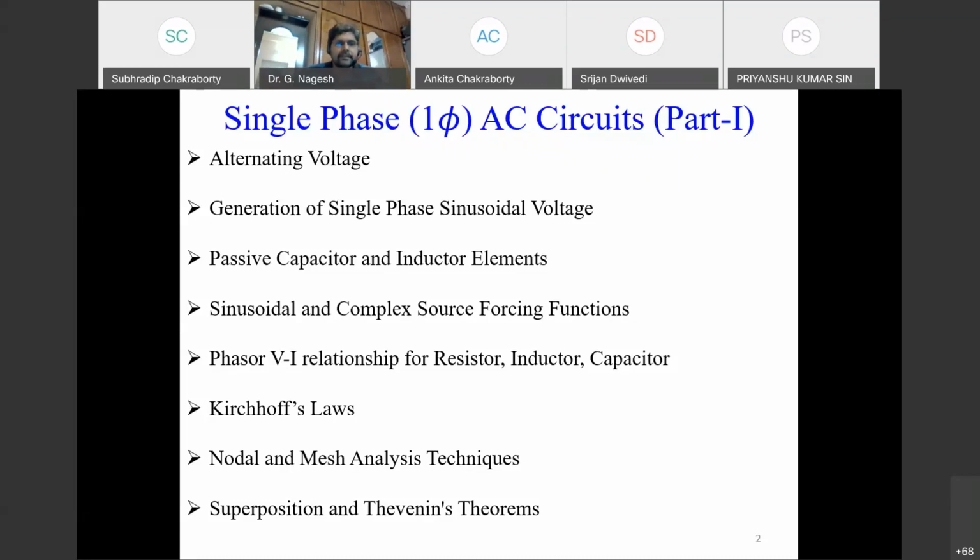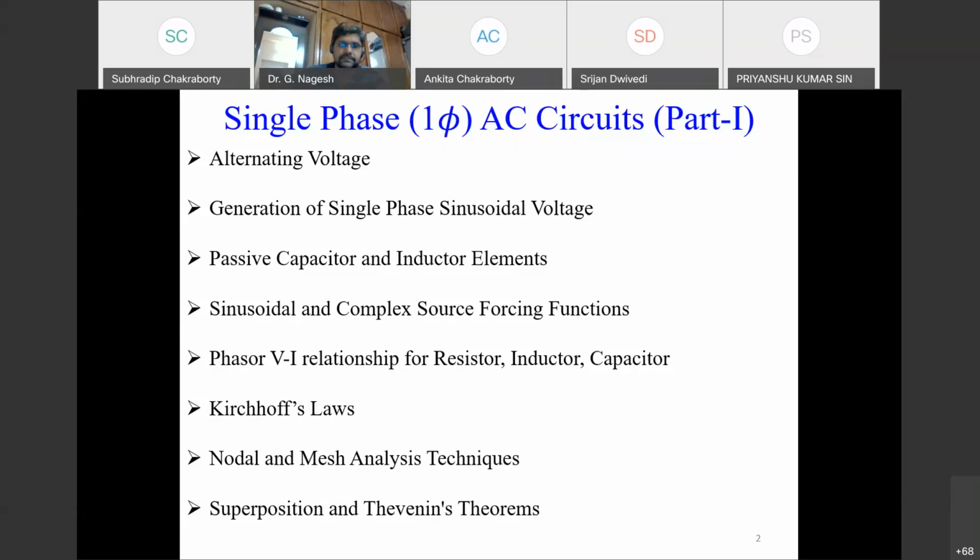Right, phasor voltage current relationship for resistor, inductor and capacitor. So what is a phasor and what is the VI relationship for these three passive elements, we will discuss. Next we will go to Kirchhoff's laws, which we have already discussed in DC circuits. Those are applicable even for AC circuits. We will see nodal and mesh analysis techniques for AC circuits, when your input is an AC source voltage and you have resistor, inductor and capacitor.